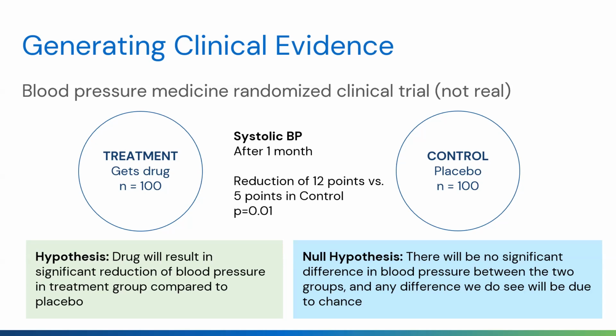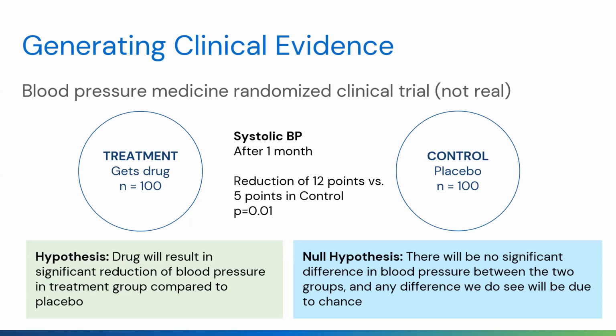And I notice there's a reduction of 12 points versus 5 points. So 12 points reduction in the treatment group, 5 points in the control group. And my p-value, which I'll get to in a moment, is 0.01. Interesting. We'll talk about what that means in a second. But you'll note that there is more of a reduction in the treatment than in the control group. So that tells me on its face that the blood pressure medicine seems to work.